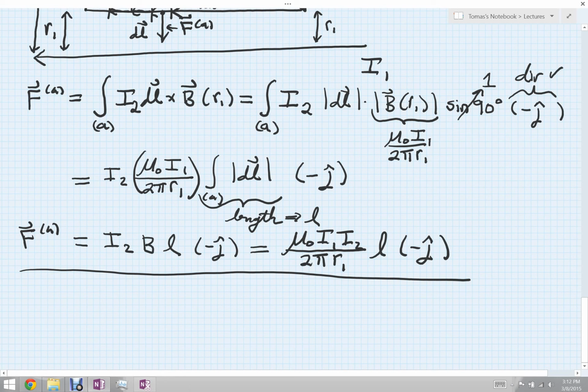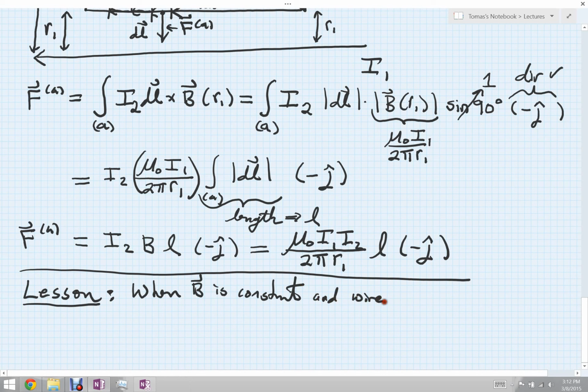Now, there's a very important lesson that I want to draw out of this calculation that will make these types of questions easier to answer in the future. Something very nice happened here, of course, and that was that the magnetic field was just constant over this wire, right? So that makes things a lot easier. And so it's good for us to keep in mind what happens when the magnetic field B is constant and the wire is straight. That also made things a little bit easier for us. Straight.